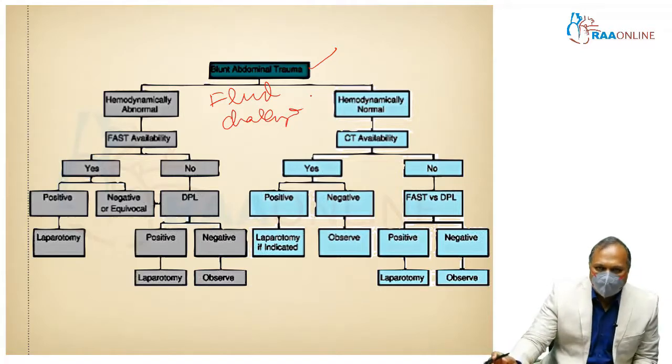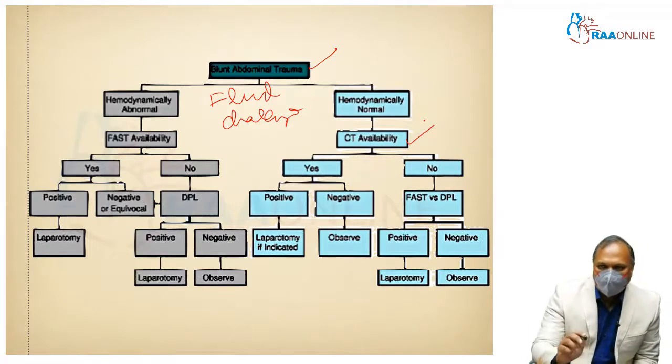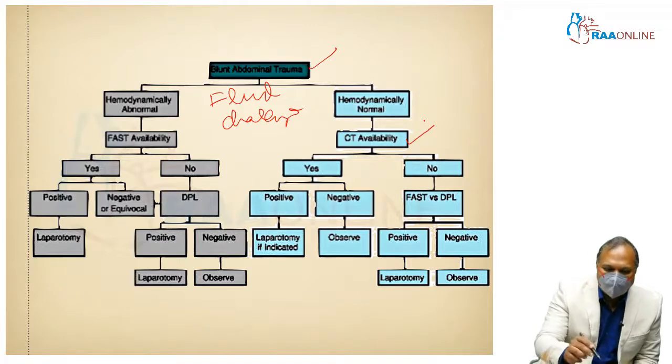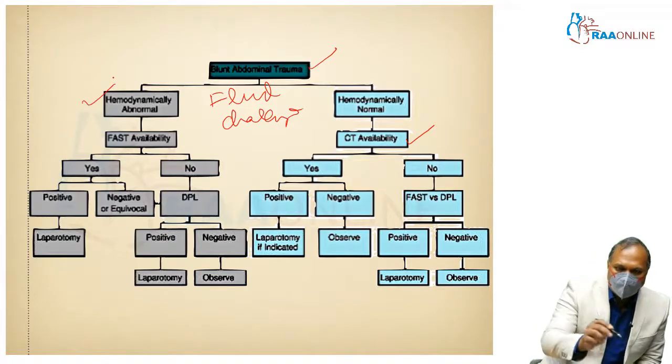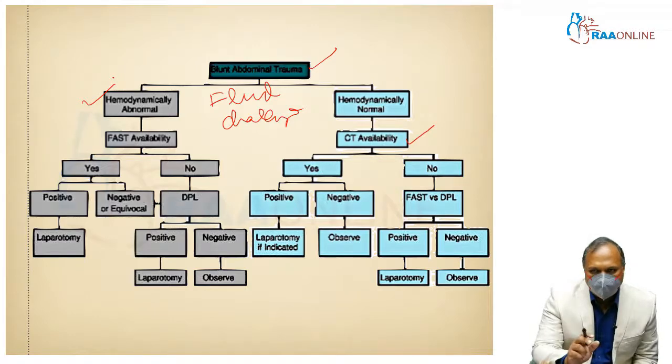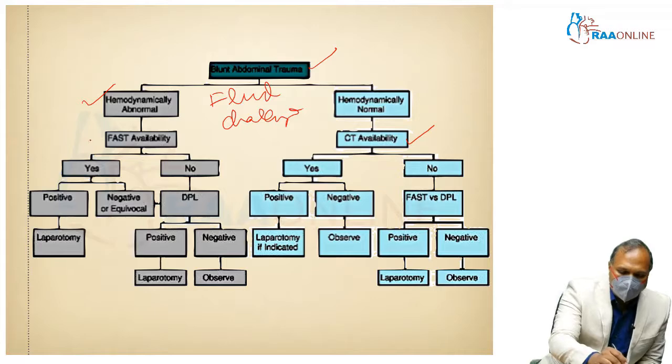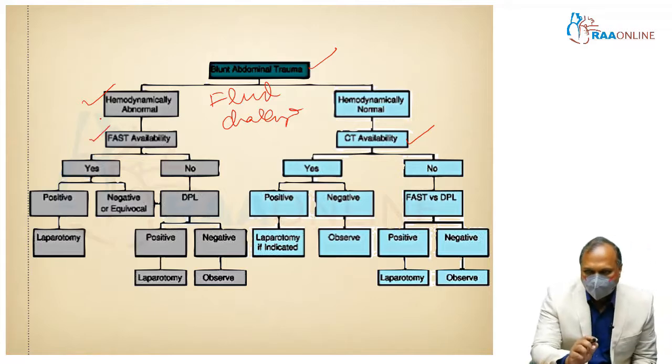Once you give a fluid challenge, if the patient becomes hemodynamically normal, the BP holds, that is when you need to do a CT scan. If the patient fails to improve in spite of the fluid challenge, that is when the patient becomes hemodynamically abnormal. When a patient is hemodynamically abnormal, the investigation which needs to be done is the FAST.